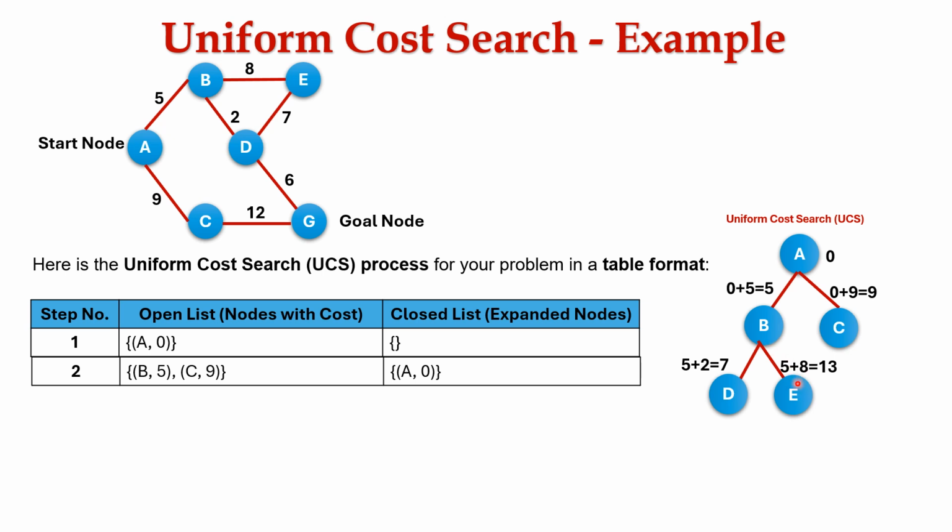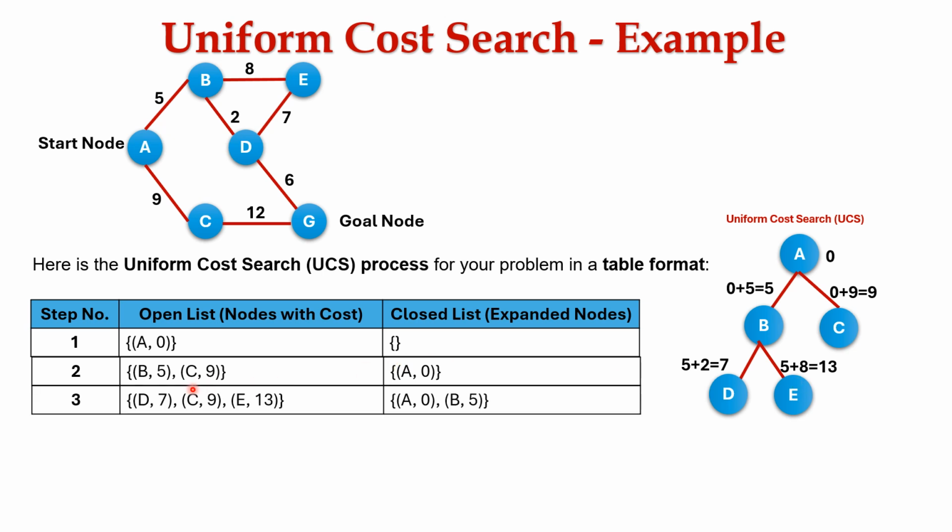So the same can be updated in our table. That is, the neighbor nodes are added to the open list in ascending order based on its cost. Since we have expanded the node B, it has been updated in the closed list. In step 4, we need to expand the node D since it has the lowest value in the open list.